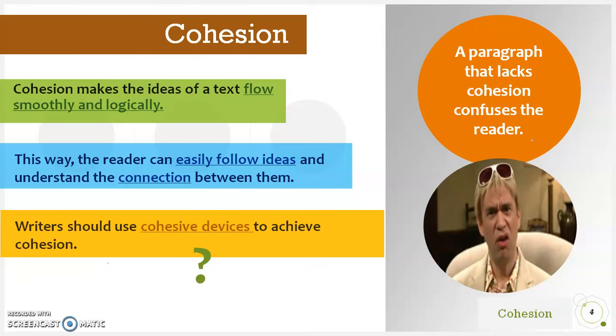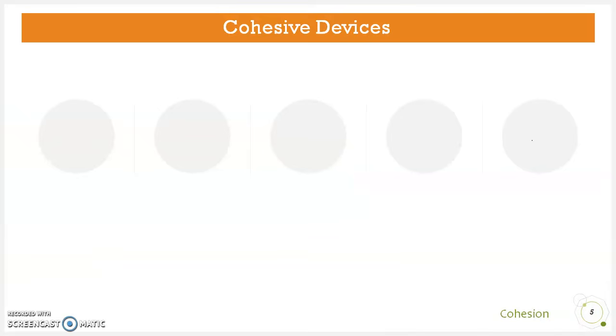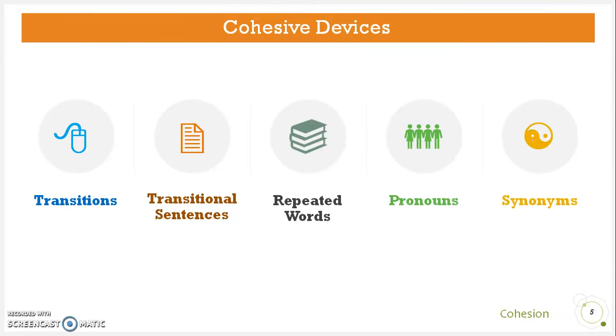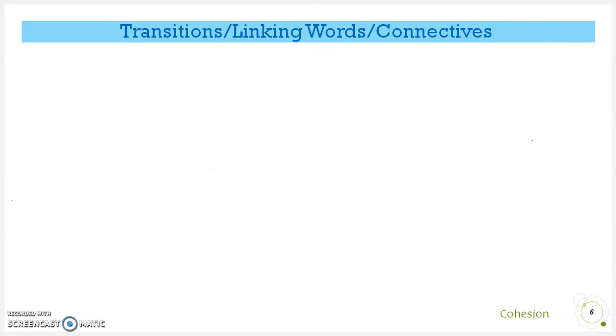What are cohesive devices? We have 5 types of cohesive devices: transitions, transitional sentences, repeated words, pronouns, and synonyms. Let's begin with transitions, or linking words or connectives. They are words which you are very familiar with. They connect ideas in a paragraph together. They connect sentences together, and we can categorize them into 5 types.